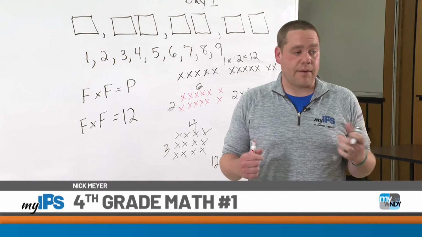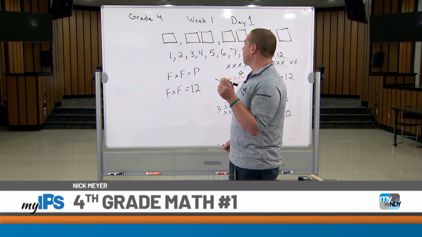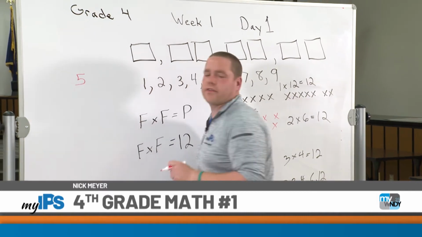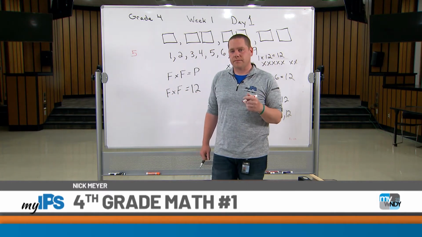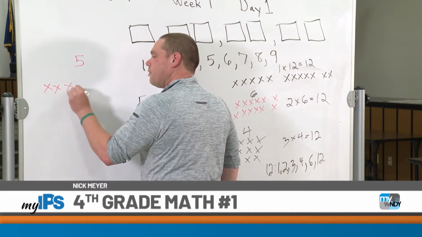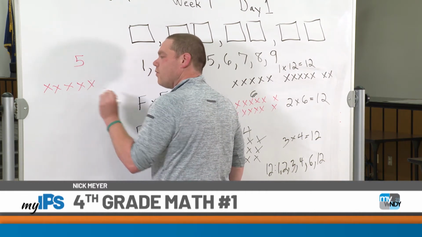Let's do one that does not have more than 2 factors. So let's try 5. What are some ways you can make 5? Somebody said one group of 5.